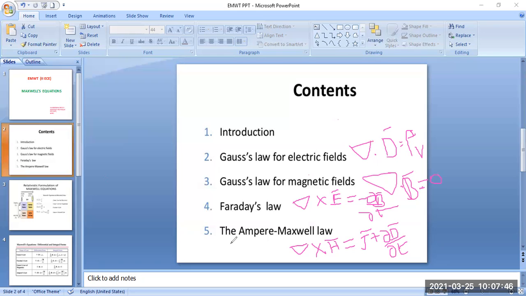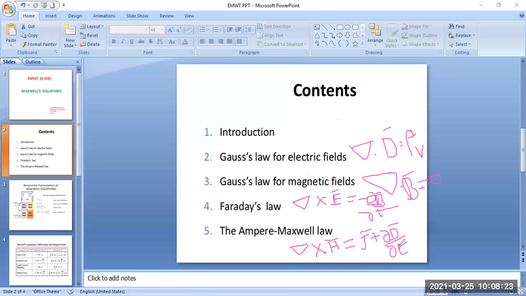And coming to the fourth Maxwell equation, the Ampere-Maxwell law: del cross H bar is equal to J bar plus dou D bar by dou t. Del cross H bar is the curl of the magnetic field, equal to the sum of the conduction current density J bar and the displacement current density dou D bar by dou t, where J bar is equal to sigma E bar. Sigma is the conductivity, E bar is the electric field intensity, and dou D bar by dou t is the displacement current density.